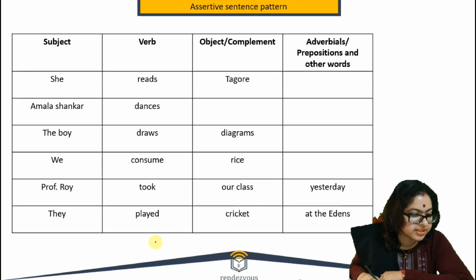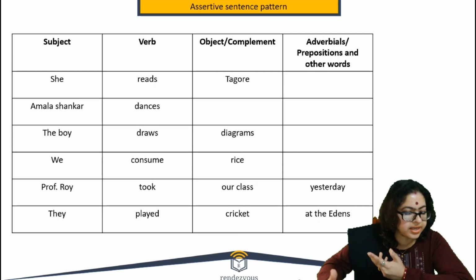In the next example, we have, they played cricket at the Edens. Now here, they is the subject, played is the verb, and what did they play? Cricket is the answer, so cricket is the object. And at the Edens here is prepositions and other words.